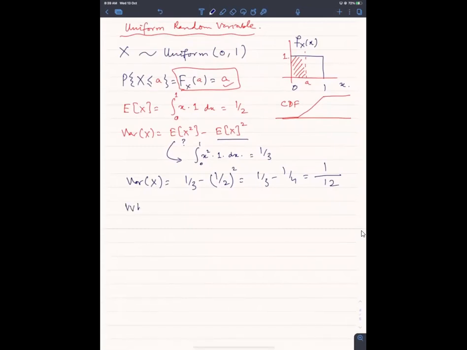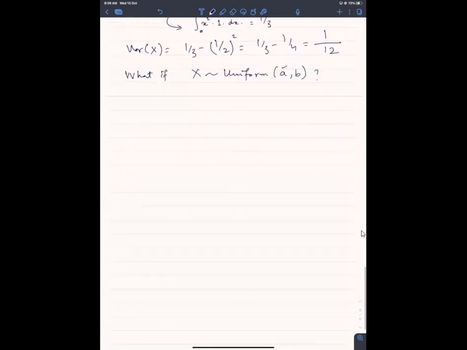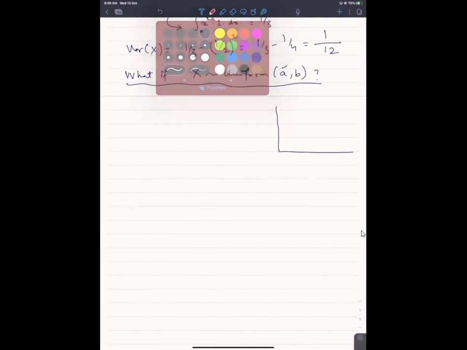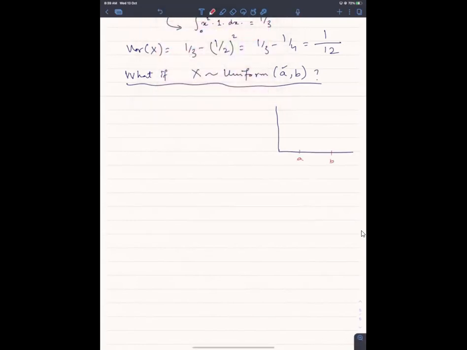Okay. What if x is uniform from A to B? By the way, this A is different from this A. So what if x is uniform between A and B? If x is uniform between A and B, then the probability density function will look like this. Between A and B, this guy is uniform, and 0 otherwise. You have small x here.